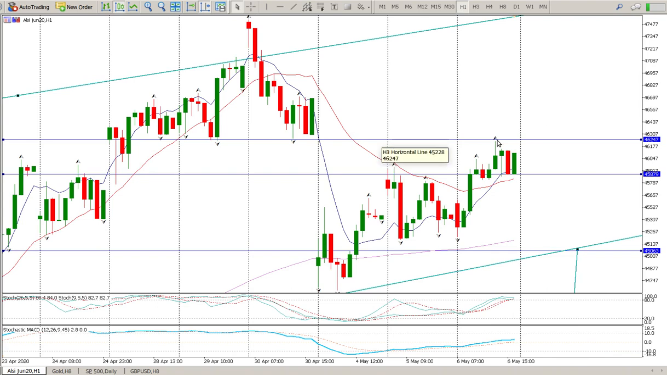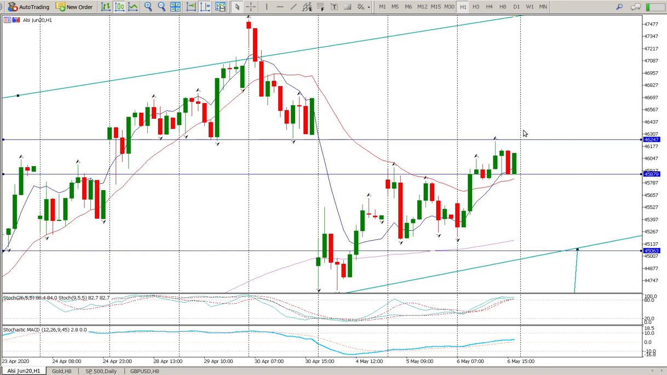We just fell short of that. So often what happens when we do get to an area like this and we fall short, normally there's a second attempt at least, sometimes a third attempt at that level.